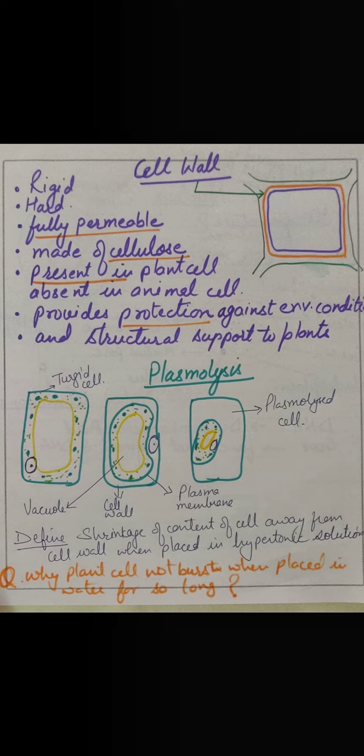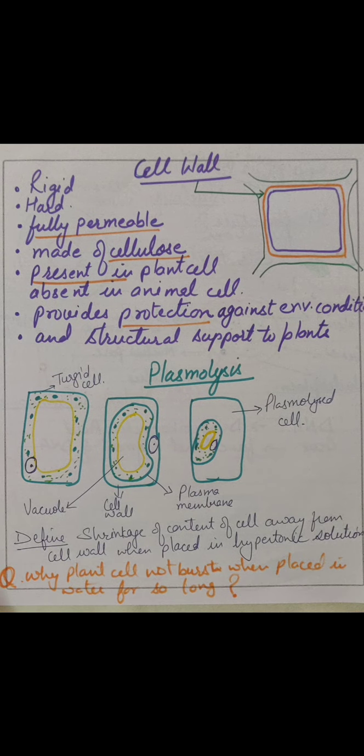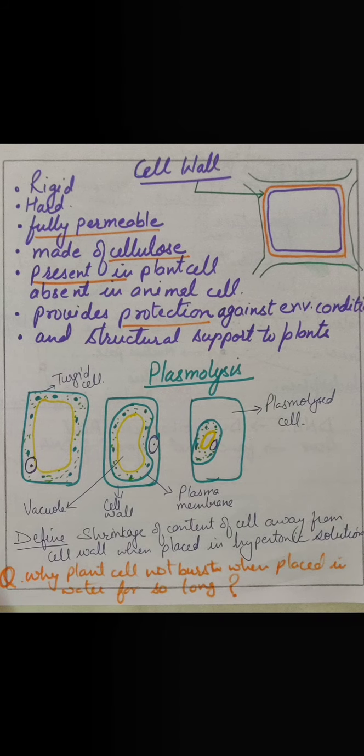The function of this cell wall, because it is present outermost in the plant cell, is to provide protection against environmental conditions. Because in 8th class, there was a line written in your book: plants cannot move. Then how can they protect themselves from extreme weather conditions? So, this rigid and hard cell wall gives protection to plants against harsh environmental conditions like heat, temperature, snowfall, etc. And it also provides structural support to the plant. It means it helps to maintain the shape of the cell.